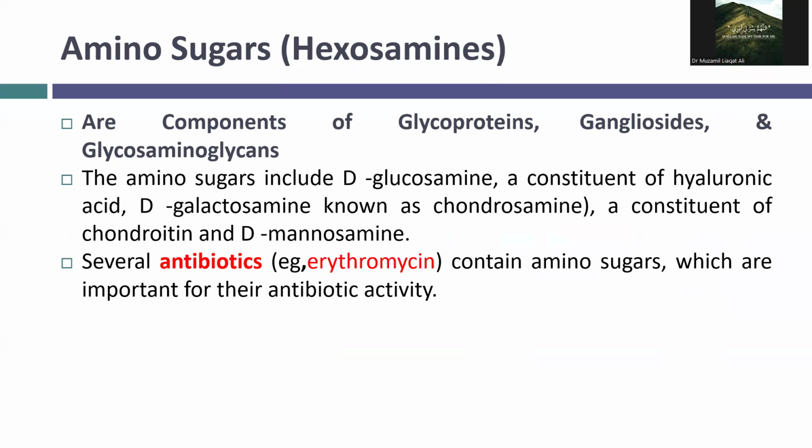Now, let's discuss the amino sugars, the hexosamines, in complex molecules. Amino sugars such as D-glucosamine, D-galactosamine, also known as chondrosamine, and D-mannosamine are essential components of glycoproteins, gangliosides, and glycosaminoglycans. For example, hyaluronic acid and chondroitin sulfate. Several antibiotics, including erythromycin, contain amino sugars that are critical for their antibacterial activities.